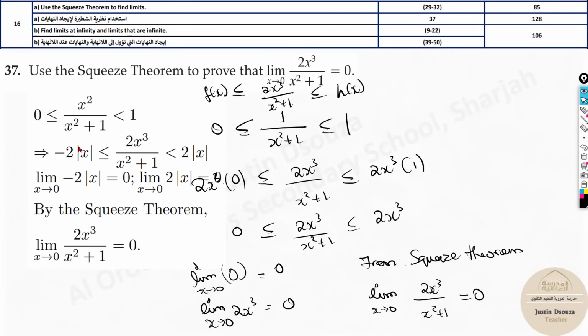And you can see over here they have taken x squared by x squared plus 1. Doesn't matter. Why? Because this is also a rational function. It will be within 0 and 1. Okay, the range does not change. Then they have taken modulus over here. Why? Because they're multiplying. Okay, why is this done like this?